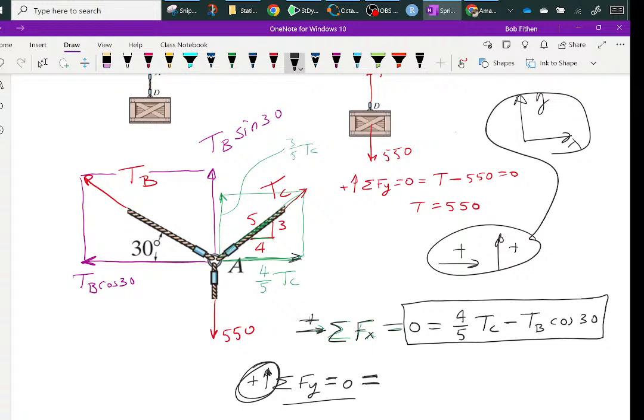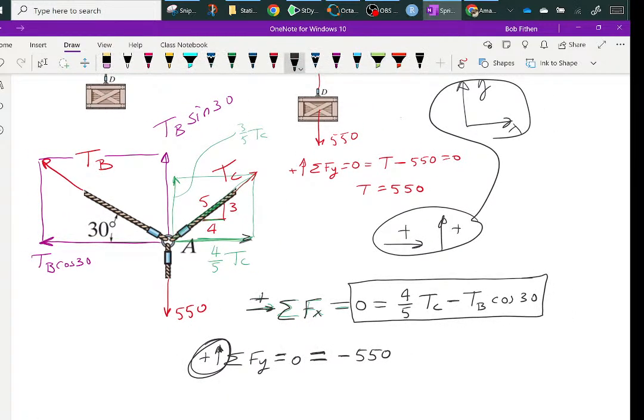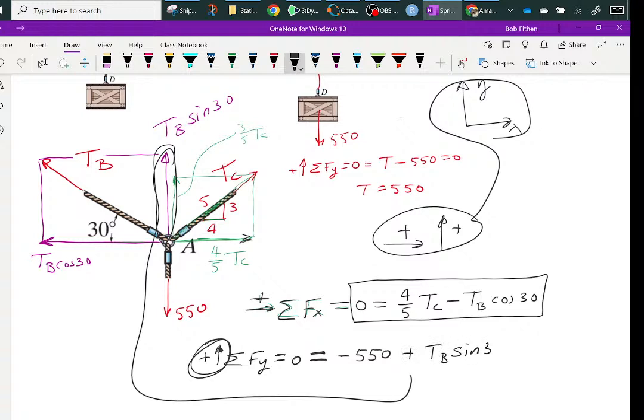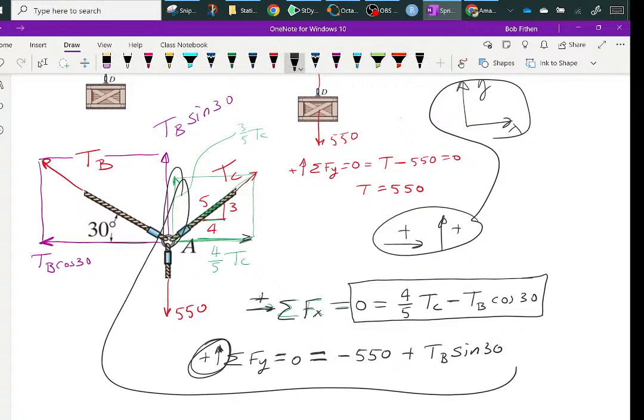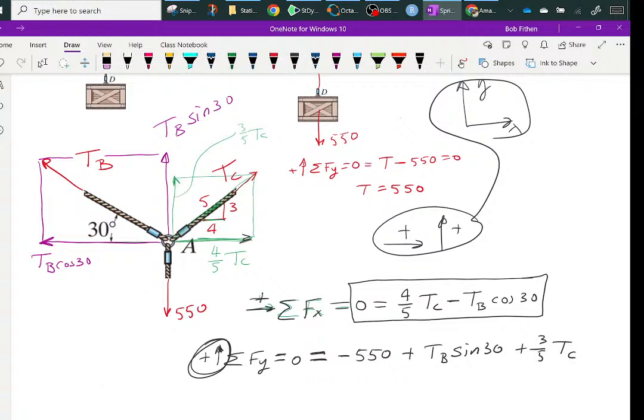Waking up. Okay, so I'll take my Y. I don't know why I'm going to do that one first, but I'm going to do that one first. Then I'll take the purple one. It's going up, so it's TB sine of 30. And then the green one here, it's going up, and it's 3/5 of TC. And I think I've got them together.